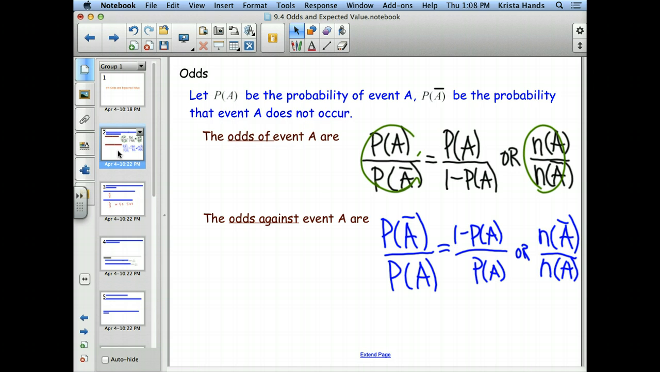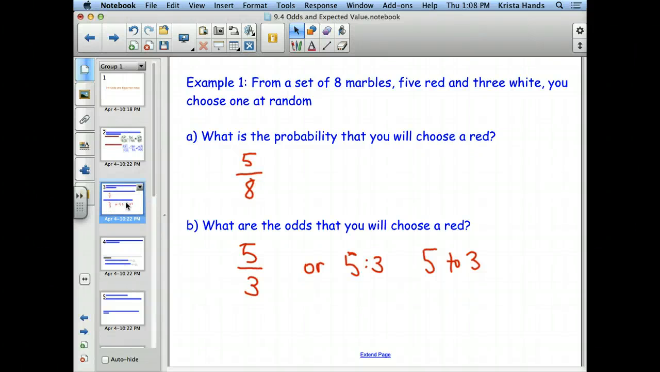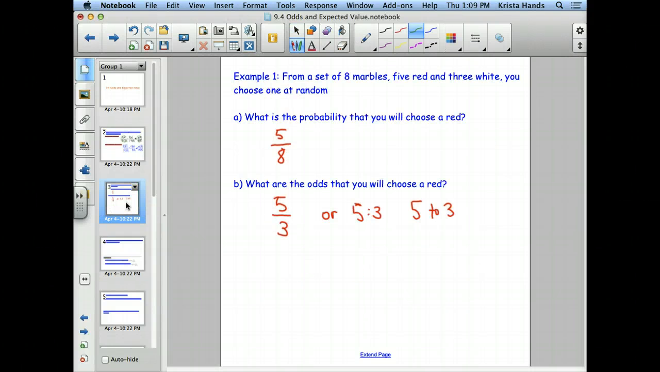Brenda's right. I used the second one. How do you know? Or how did you decide? I counted the number of marbles, didn't I? See, if I were to have used the first one that I circled in green, what I would have really done is said 5 out of 8, because that's the probability that it happens.